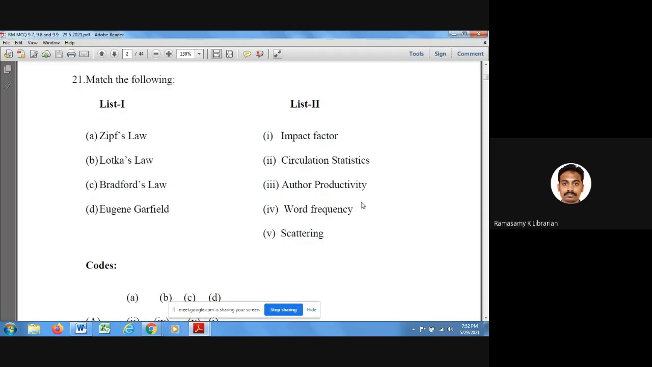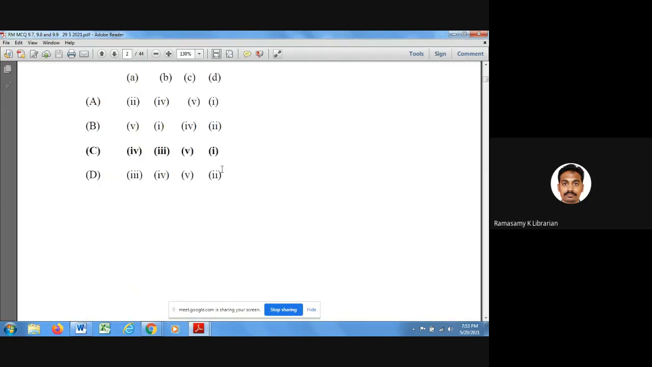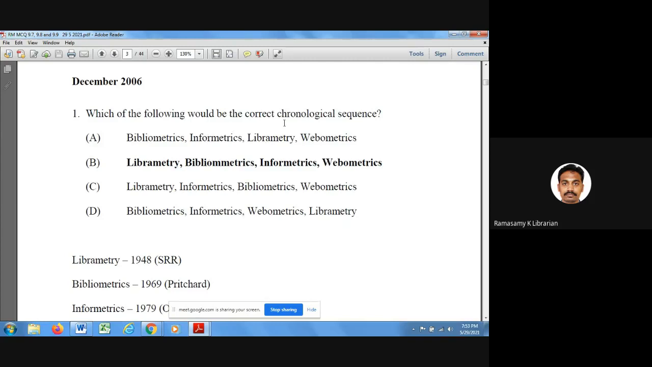Okay, fine. Next one, Zipf's law. It talks about word frequency, how frequently words are appearing in a text. Lotka's law, we talk about author productivity. Bradford's law, we talk about scattering of journals in a particular discipline. Eugene Garfield, the father of citation. It is he who developed impact factor. I think we discussed impact factor, the average citations to the journals in the recent 2 years. Fine. Next one, which of the following would be the correct chronological sequence?